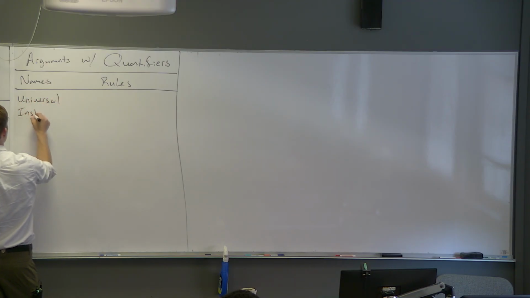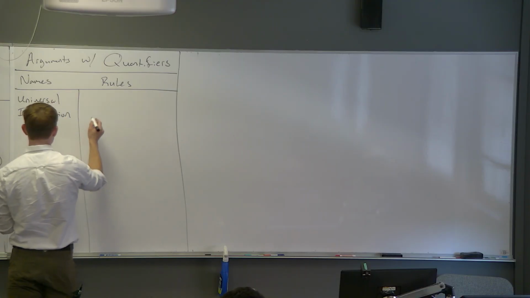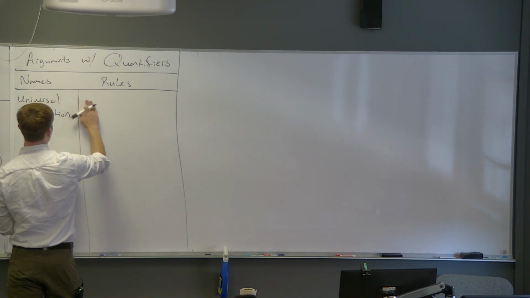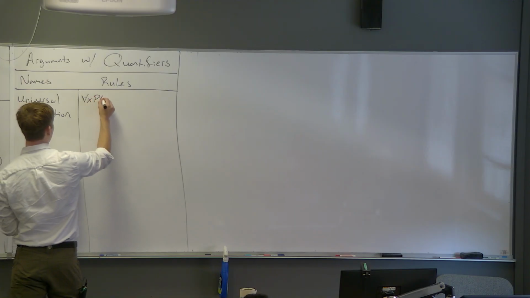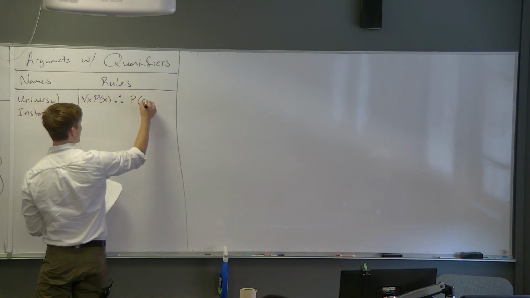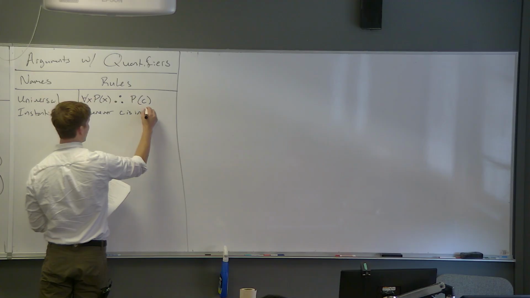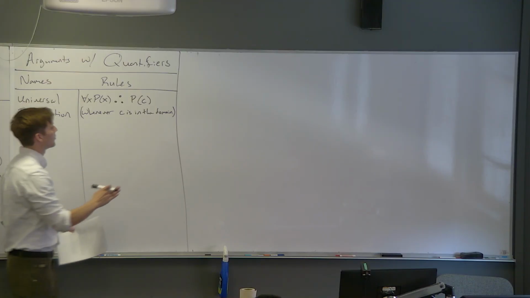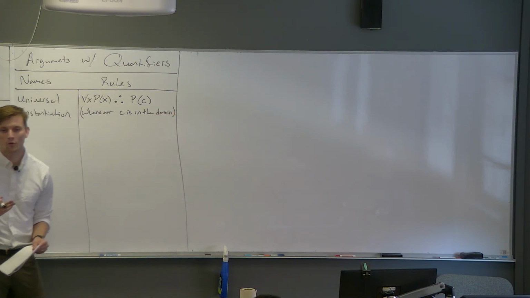Universal instantiation. In universal instantiation, the rule can be expressed as follows. I guess I'll write it like this. For all x P of x, therefore P of c, whenever c is in the domain. That is, the domain of discourse, the universe that the quantifier ranges over.